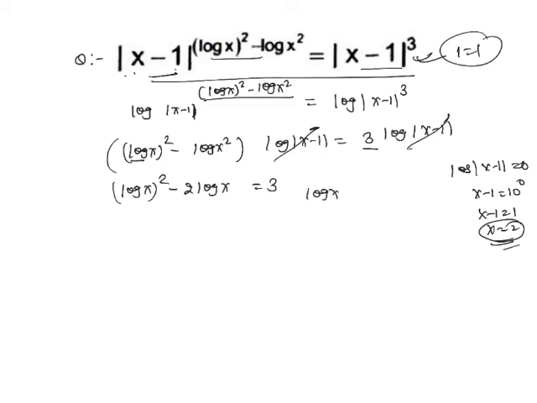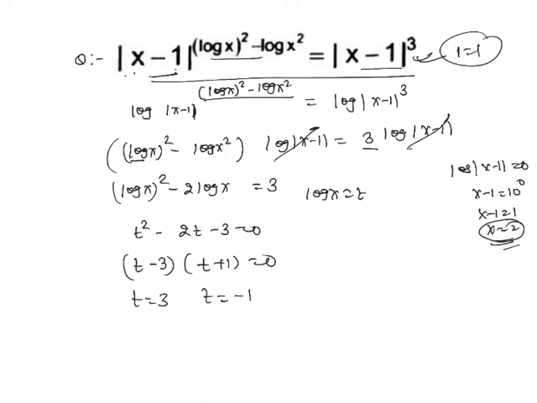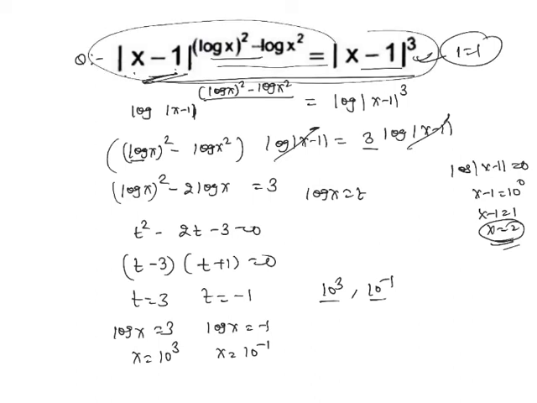Log x we can assume as t. So this will come t square minus 2t minus 3 equals 0. So this will come t minus 3 and t plus 1 as the 2 factors. So t equals 3 and t equals minus 1. We will put the t values. So log x equals 3, so x equals 10 power 3, and log x equals minus 1, so x equals 10 power minus 1. If I check, 10 power 3 and 10 power minus 1 will satisfy this equation because this is valid in this equation, correct?